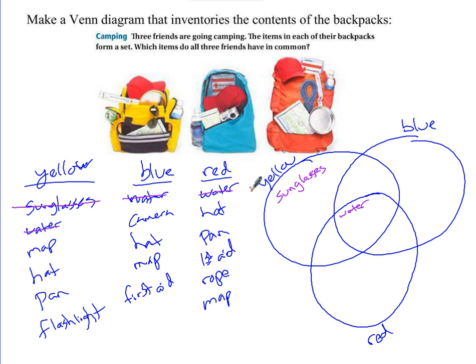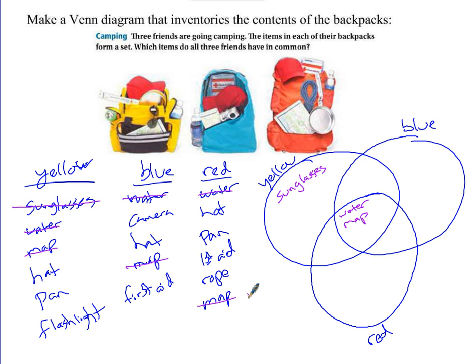Go on to the map in the yellow. Is the map anywhere else? Where? It's in blue. Anywhere else? It's also in red. So it's actually in all 3. So where's that one going? By the water in the middle. Map. Cross it off. Done, done, done.